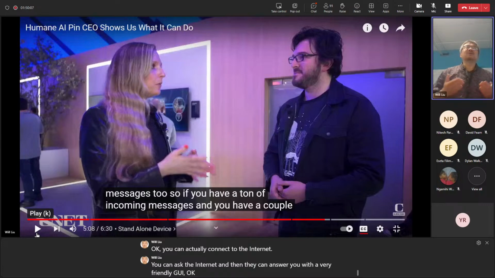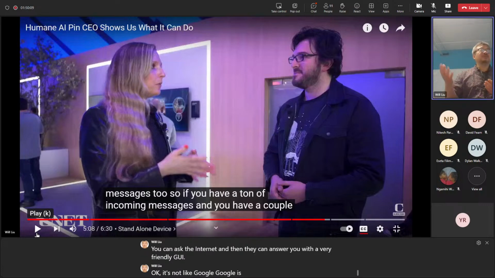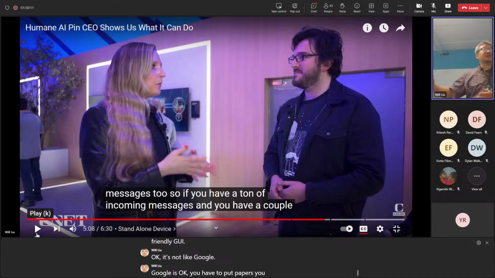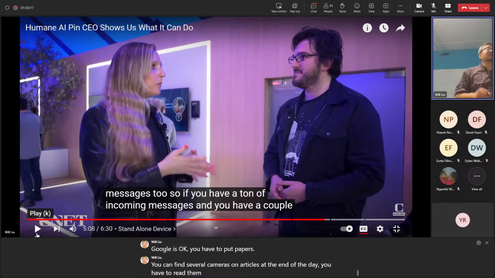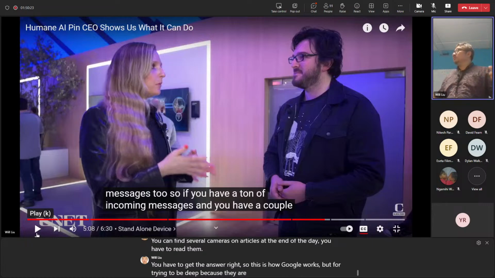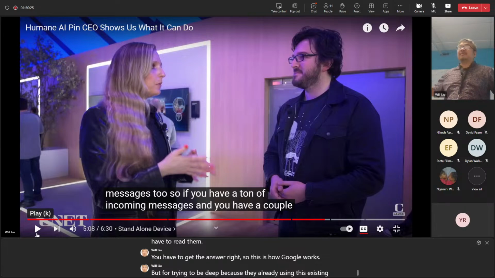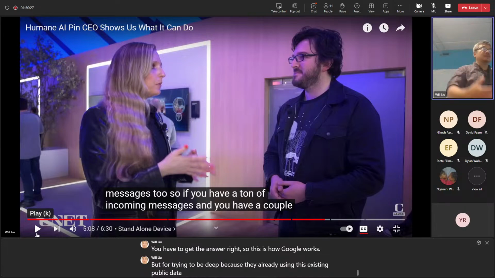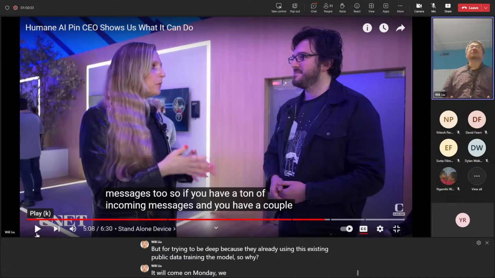Okay, it's not like Google. Google is okay. You have to put in keywords. You can find several hundreds of articles. At the end of the day, you have to read them. You have to get the answer, right? So this is how Google works. But for ChatGPT, because they're already using this existing public data, training the models, so when you ask questions, it will automatically generate the answers.